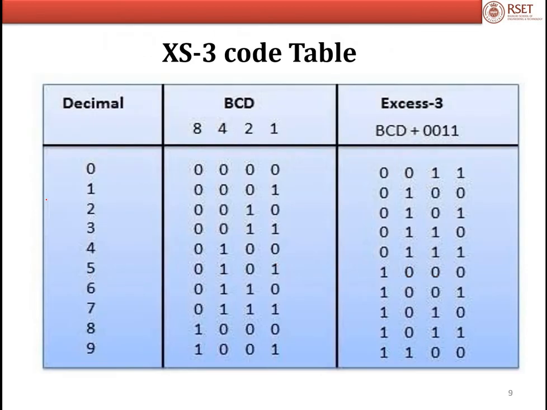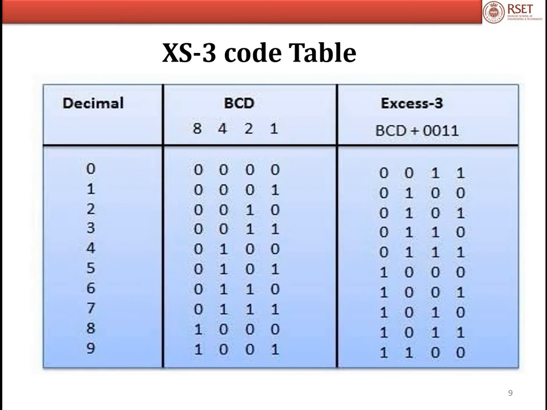So it's shown in this table. So decimal digits you can see here, its corresponding BCD code is written. So in order to get XS3, you have to simply add 0011 with each BCD code.